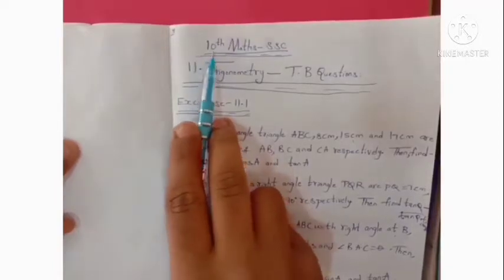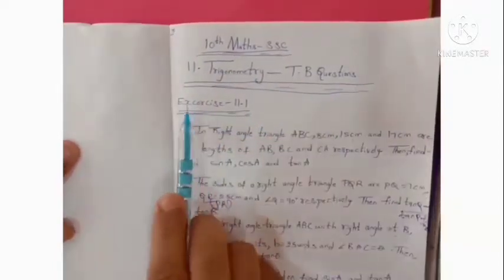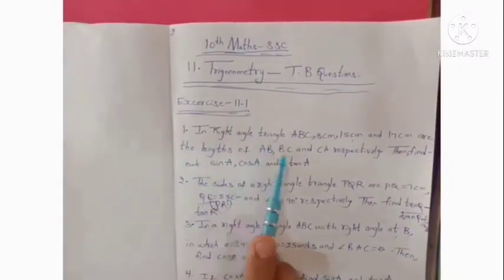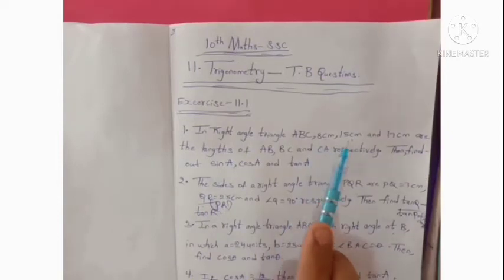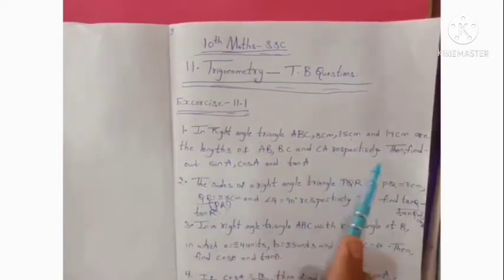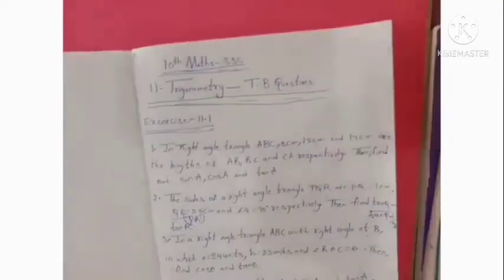Okay, let's start. 10th Maths SSC, 11th chapter, trigonometry textbook questions. Exercise 11.1. See, first question. In a right angle triangle ABC, 8 centimeters, 15 centimeters, 17 centimeters are the lengths of AB, BC, CA respectively. Then find out sin A, cos A and tan A. Let's solve it.